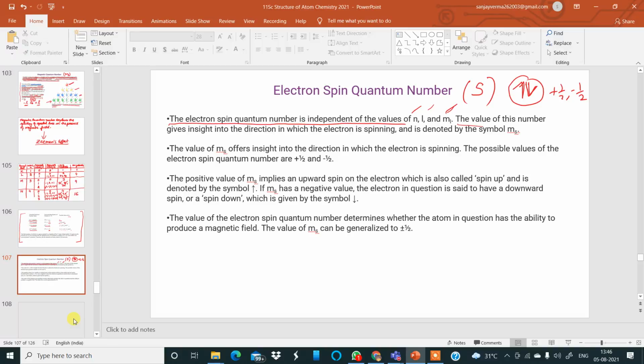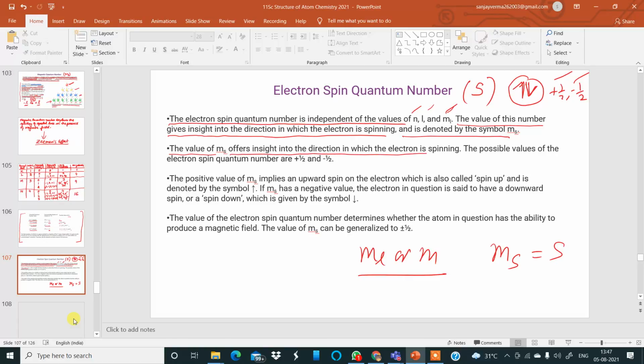The value of this number gives insight into the direction in which the electron is spinning, whether in the clockwise direction or the anti-clockwise direction, denoted by ms or simply s. For magnetic, it is ml or simply m. That you should remember. The possible values of the electron spin quantum number are plus half and minus half.